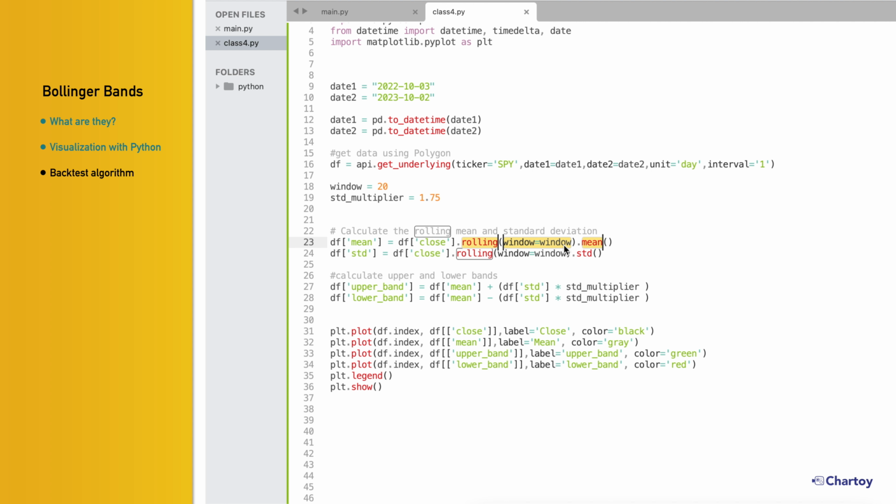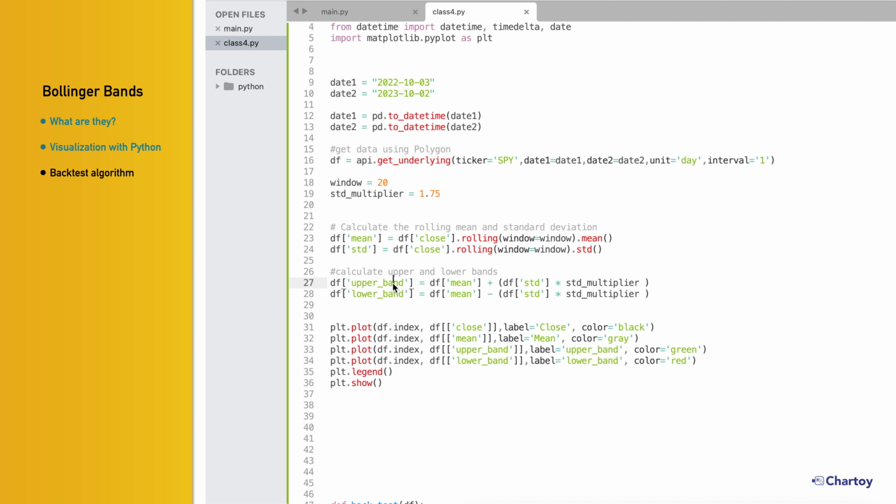So after we do that, we want to do the same thing for the standard deviation. So we take the close price and we use the rolling function and the window of 20 to calculate the standard deviation based on the previous 20 results. So every data point will have the standard deviation based on the previous 20 results. Here we are going to calculate the upper and the lower band, as we saw before. The upper band will be the mean, the average, plus 1 standard deviation.